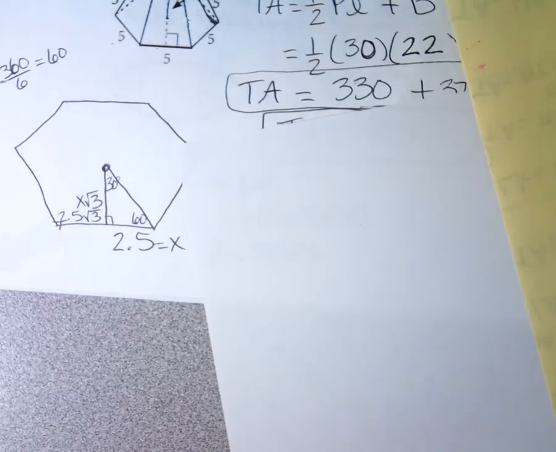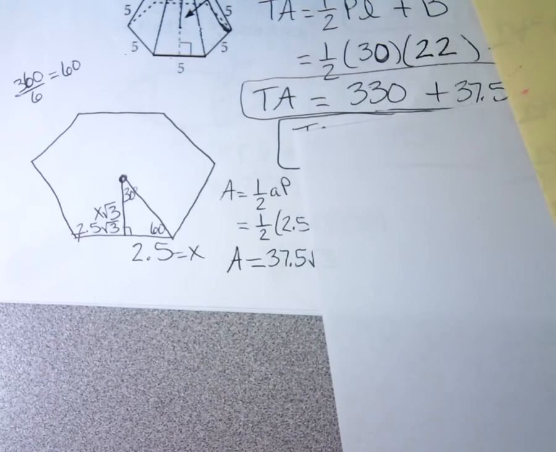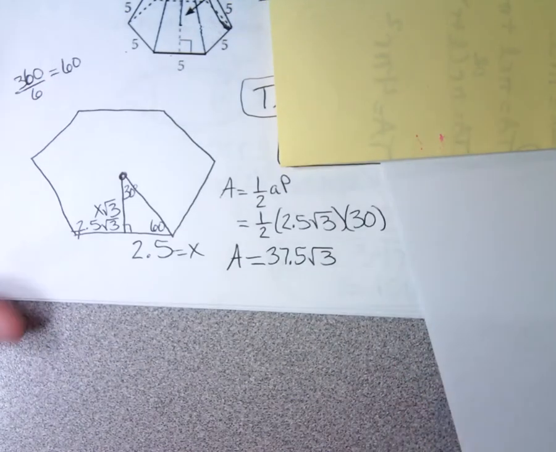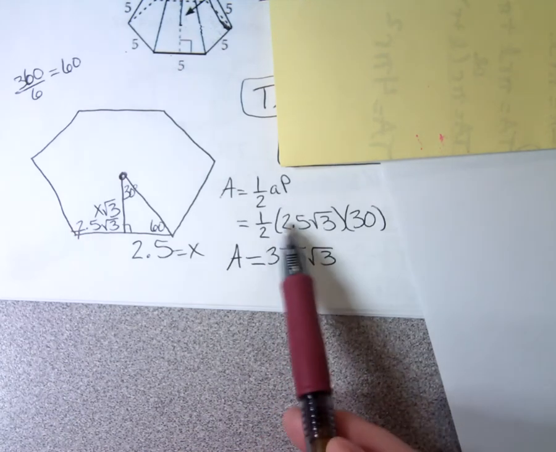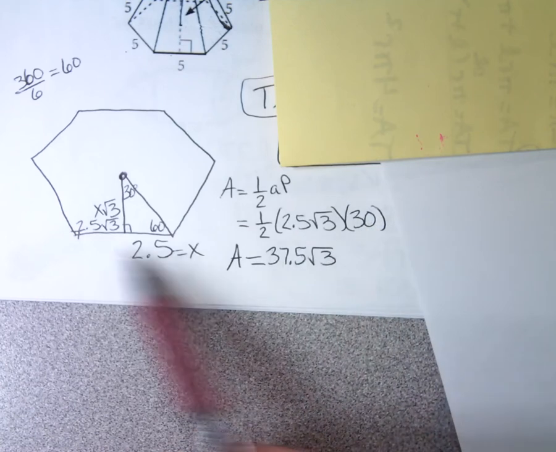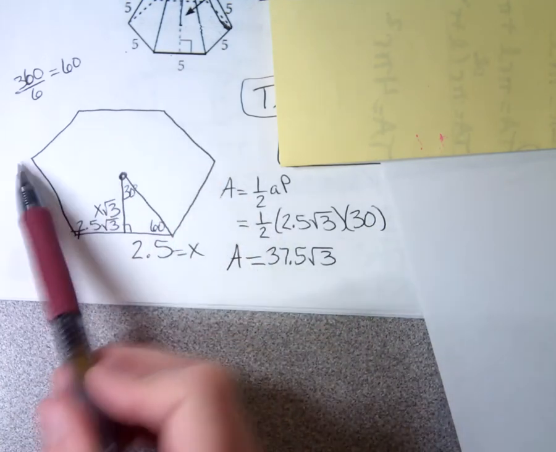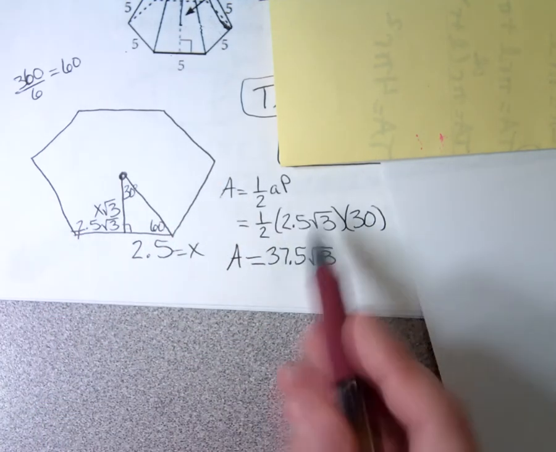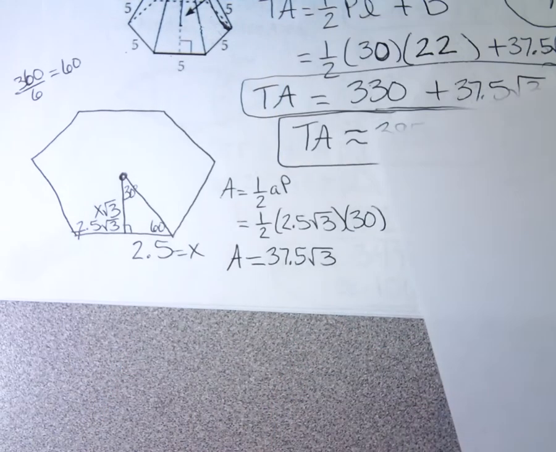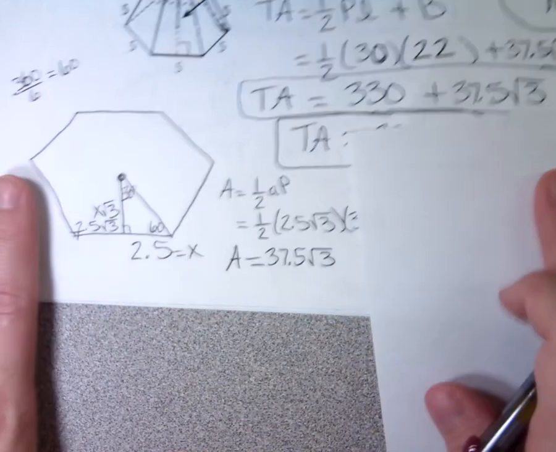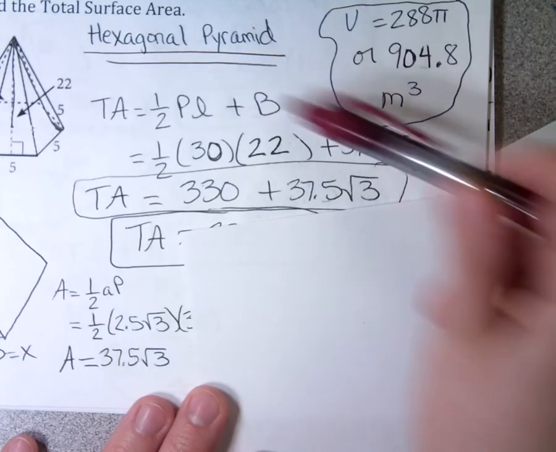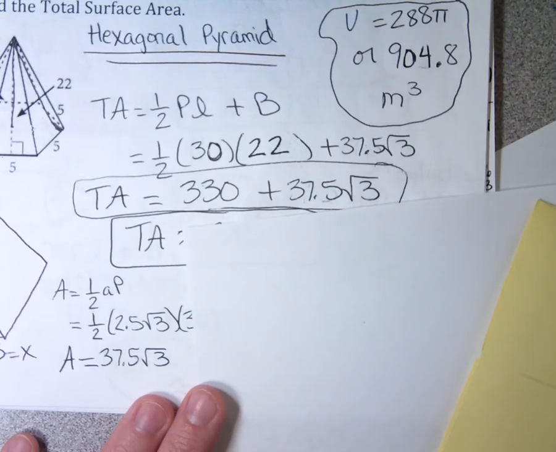So when I go to find the area of my regular polygon, I use the formula 1/2 AP. 2.5 square root of 3, that's the apothem, and the perimeter is 30, because 5 plus 5 plus 5 plus 5 plus 5 plus 5 is 30. And that makes 37.5 square root of 3. And so that is capital B. So I replace capital B with the 37.5 square root of 3.